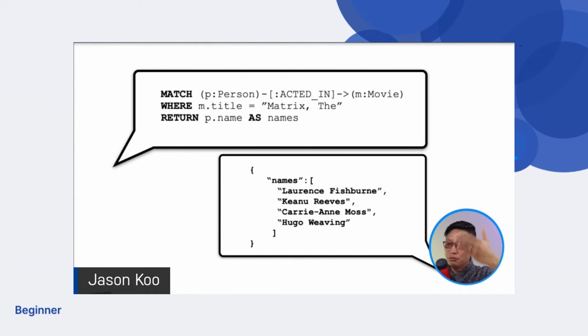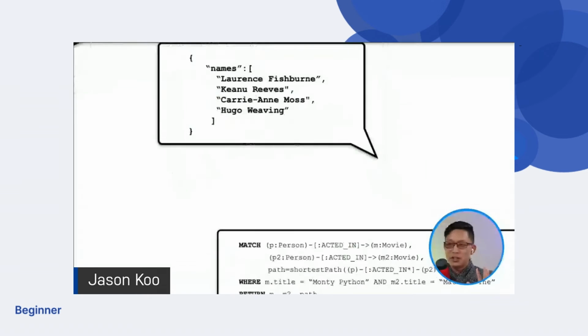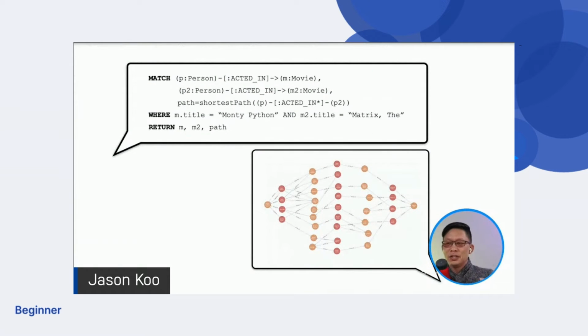And then we've got a filter using the where keyword. We're just looking for movies that have the title The Matrix, and return me all the names of these people as a list. So if this query was sent to me and I am a Neo4j instance, I will spit back out this list of names: Lawrence Fishburne, Keanu Reeves, Carrie Ann Moss, Hugo Weaving. Okay, simple use case.